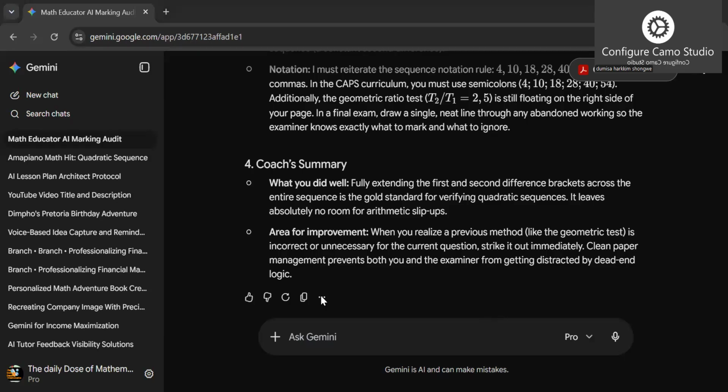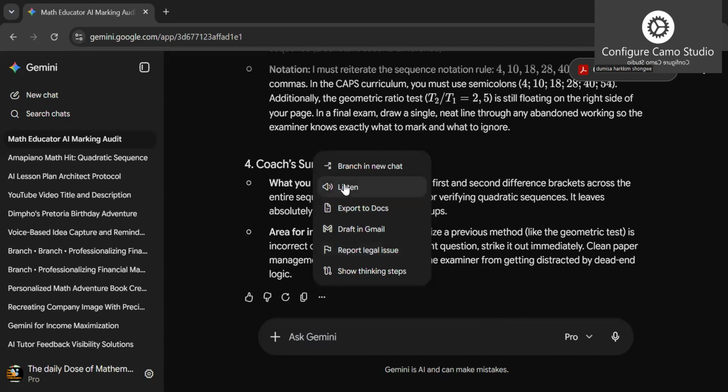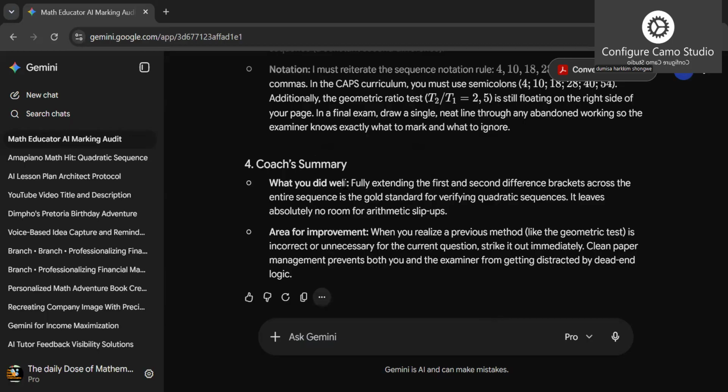Okay, let's listen to our senior marker, guys, on how you approached the question. Remember, we use the senior marker since we're preparing for our examinations so that we are assisted. What does the senior marker say? Final grade, 3/3. Final answer, 28, 40, 54.